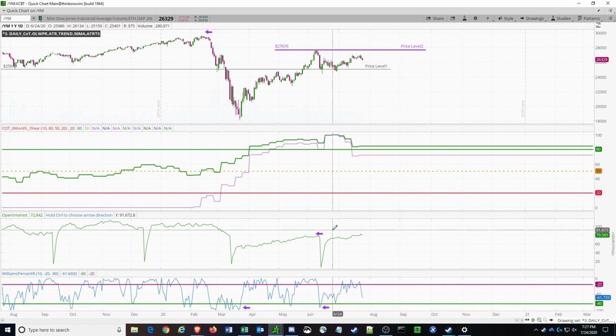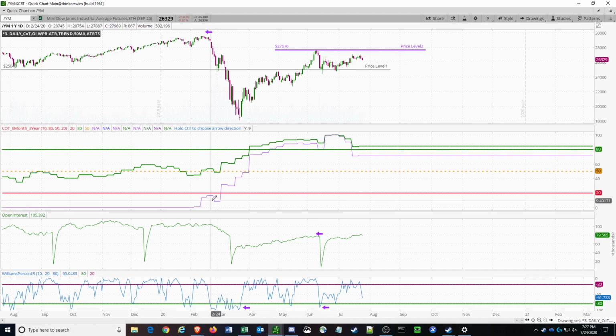Similar scenario back here. WPR, oversold territory, and then here's that hike in net long positions. They really got ahead of this one, huh? They really got ahead of this one. They knew exactly where the Dow Jones was going to turn.